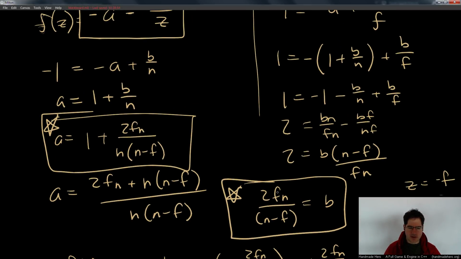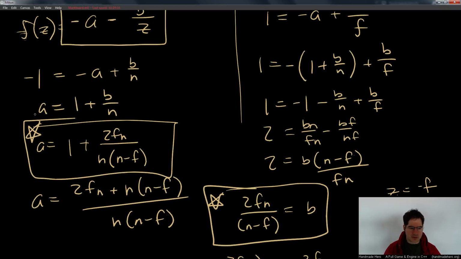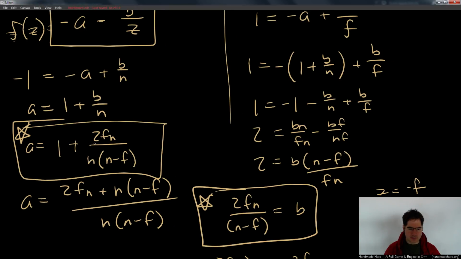We then have to plug that in, right, to the b to solve for a. And we come through here. We know that a equals 1 plus b over n. So in this case, we have 1 plus b over n. That means that n is going to multiply the denominator of this expression when we plug it in. So we'll have 2fn over n minus nf, right? So it's 1 plus 2fn over n. Yeah. That's what we would expect.